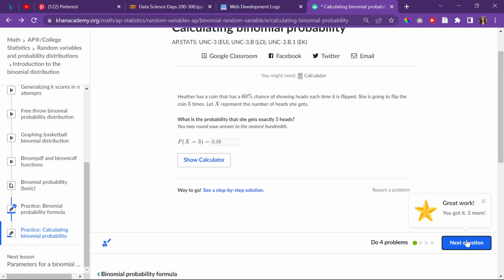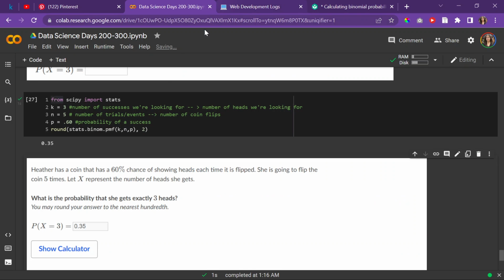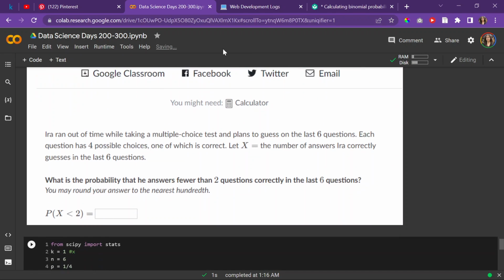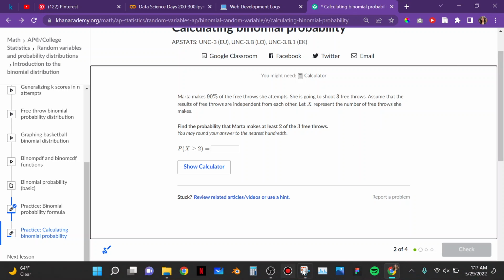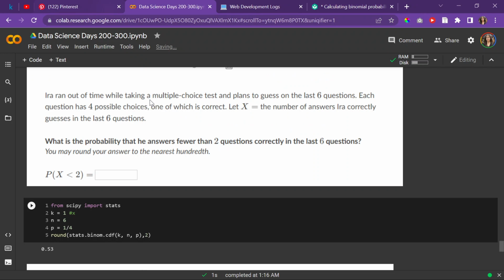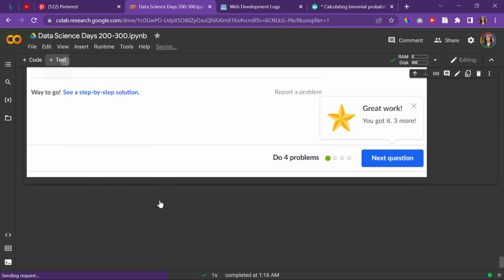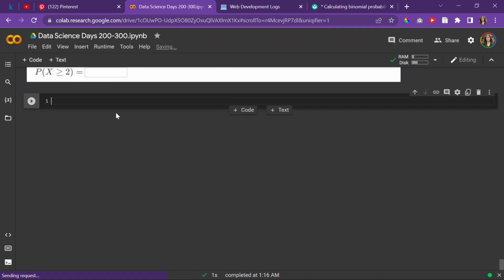Anyway, let's try one more. How about that? Nice. Did we do one like that? Greater than? We did one less than, and this will be one greater than. And we did one exact, so this is good. All right, so let me do this one. Let me do a horizontal rule, paste that in there, add some code.